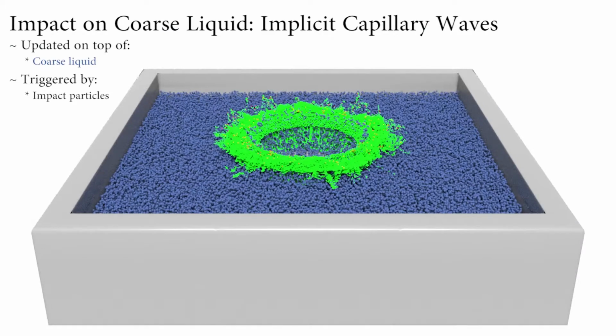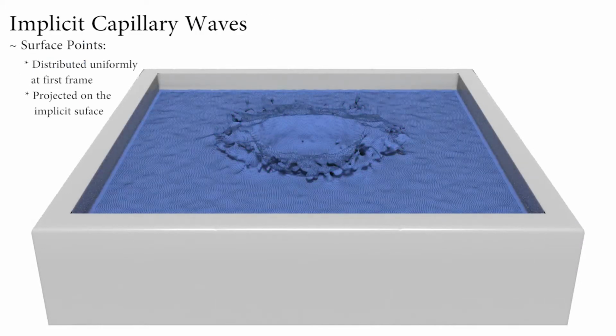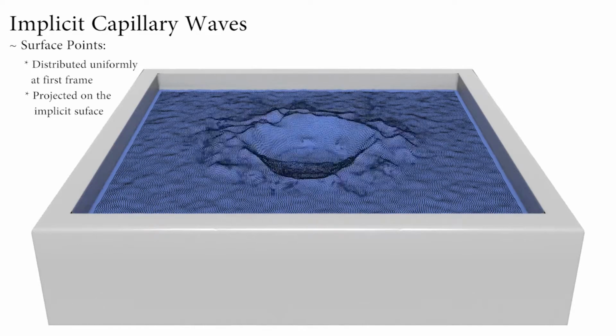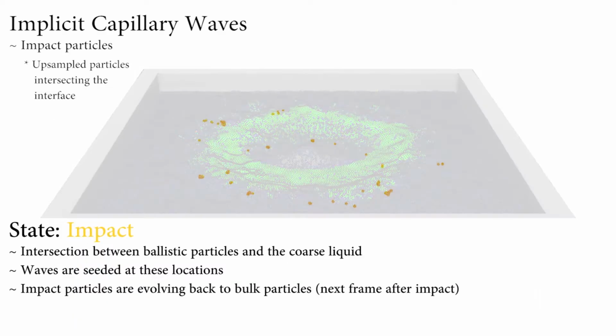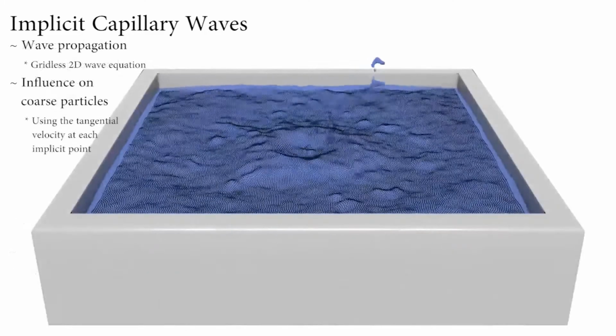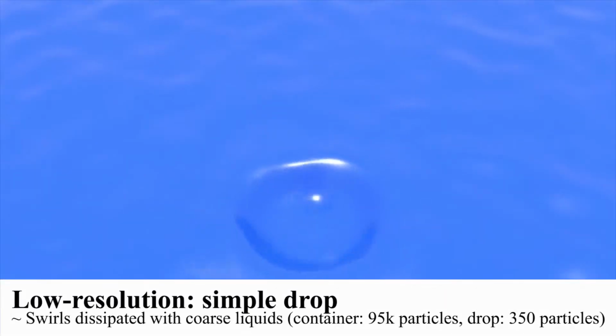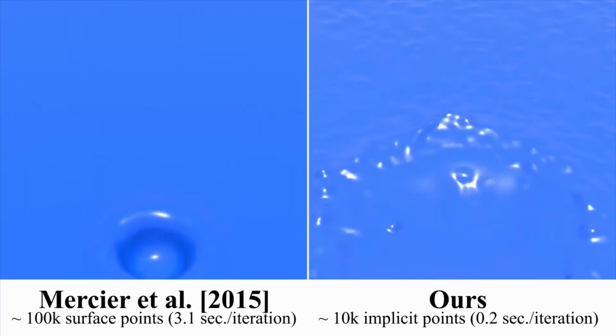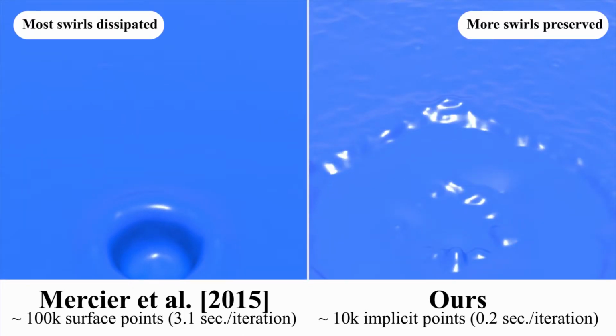Finally, we introduce a novel linear wave model to infer displacement to input low-resolution particles. We distribute surface points uniformly over a low-resolution liquid surface at the first frame of the animation. Our wave model generates detailed swirls with very few surface points, as opposed to the presented state-of-the-art method.